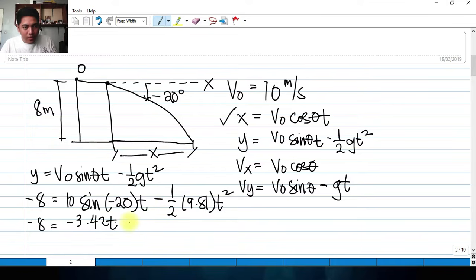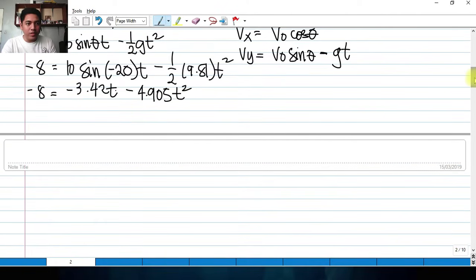If we're going to evaluate this, negative 1 half of 9.81, that is negative 4.905 times t squared. We don't know the time. Okay, we really don't know the time. So what we are going to do here is to simply arrange this. Let's try to transpose this term to the other side of the equation.